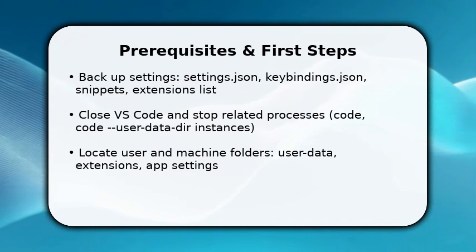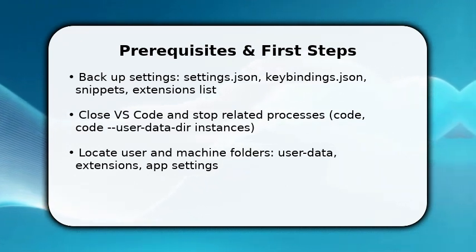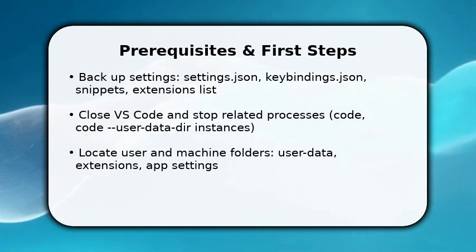Enjoy the video. You'll start by collecting what matters: settings, key bindings, snippets, and an extensions list so you can restore later. Once you've backed up files, close Visual Studio Code and kill stray code processes, because leaving one open corrupts or deletes. Next, find the VS Code user data and extensions locations for your OS. These are the targets you will remove.